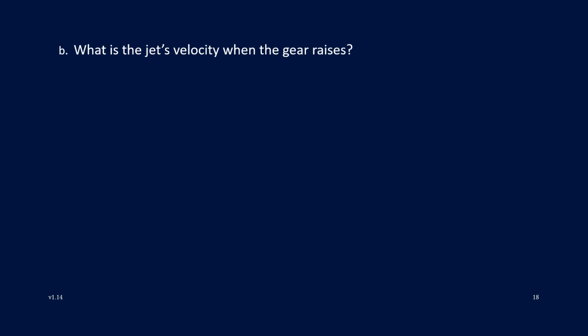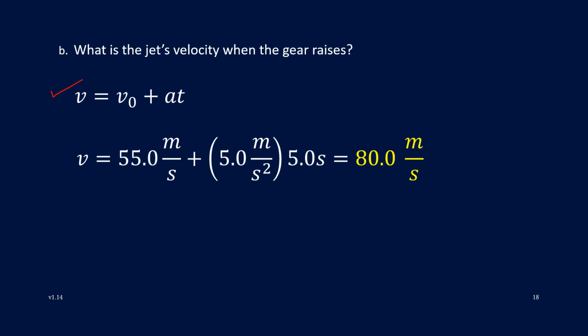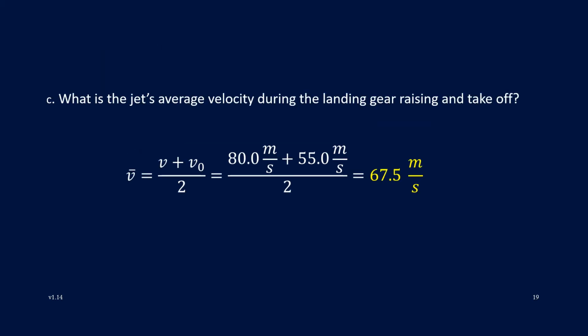So this would be the best equation to use, and it's already solving for the final velocity, so we just need to plug in the values. Okay, and we get 80 meters per second. What is the jet's average velocity? Well, since we know the initial and we know the final velocities, we can add them up, divide by 2, and we get the average velocity.